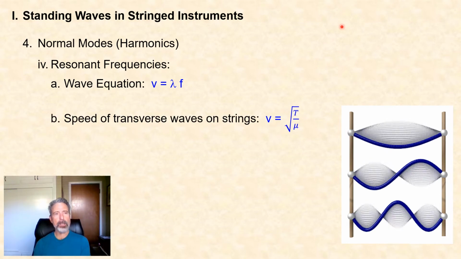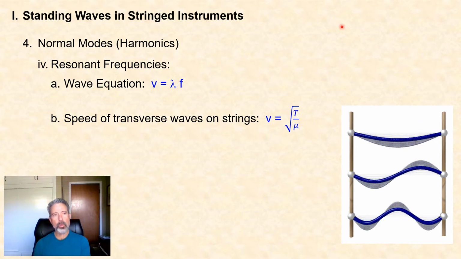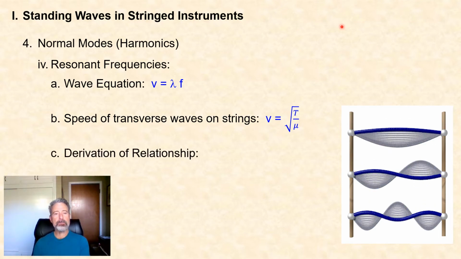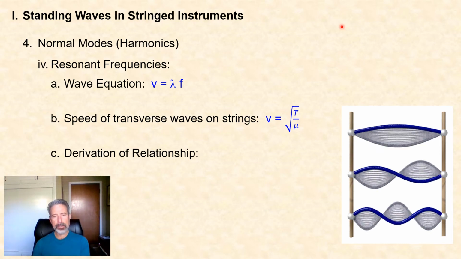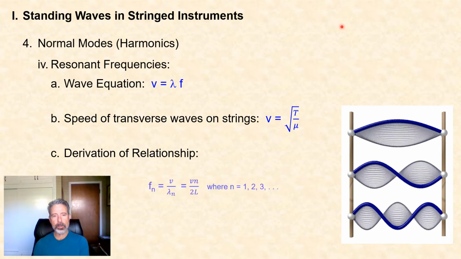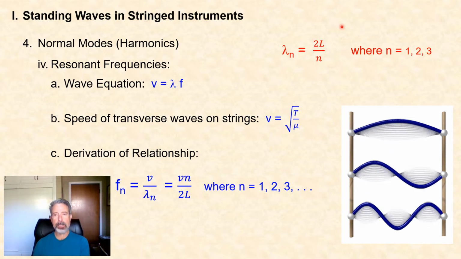Now, if we talk about waves traveling down a string, then we've derived this expression here. We know that the speed of the wave on a string goes like the square root of the string tension divided by the linear string density, that is, the mass per unit length of string. Using that in conjunction with the wave equation, we can derive this expression for the resonant frequencies. The resonant frequencies will be equal to the wave speed divided by these resonant wavelengths, lambda sub n, that we talked about in the previous slide.